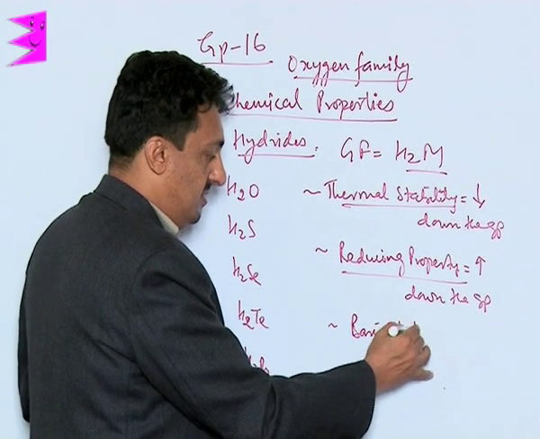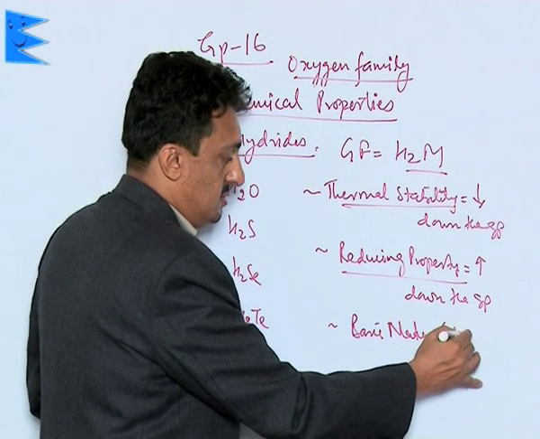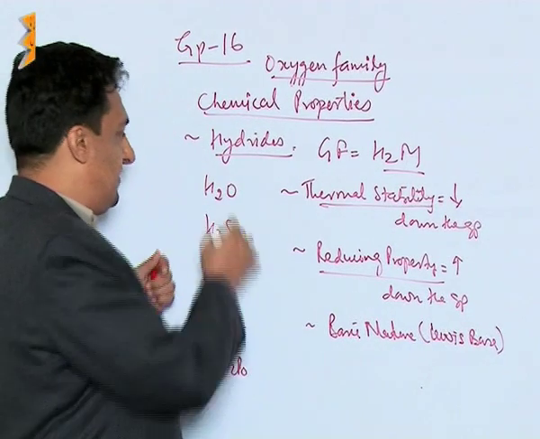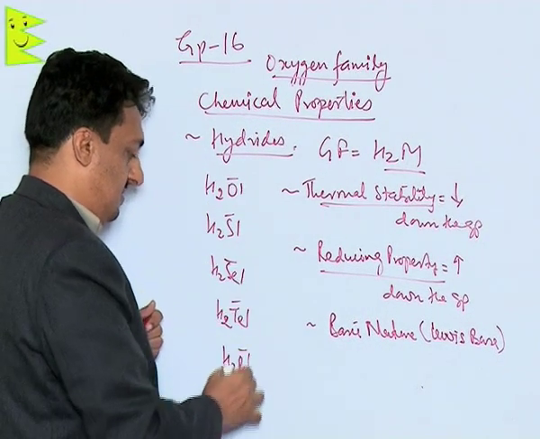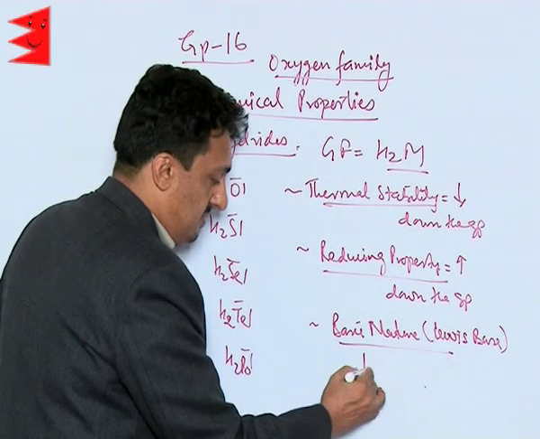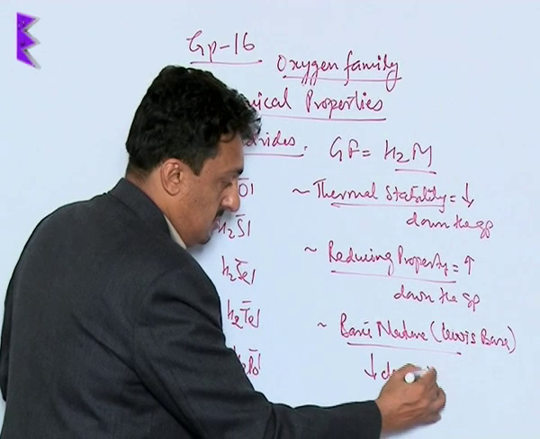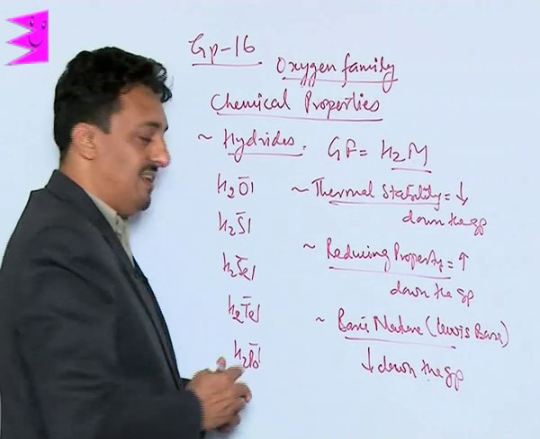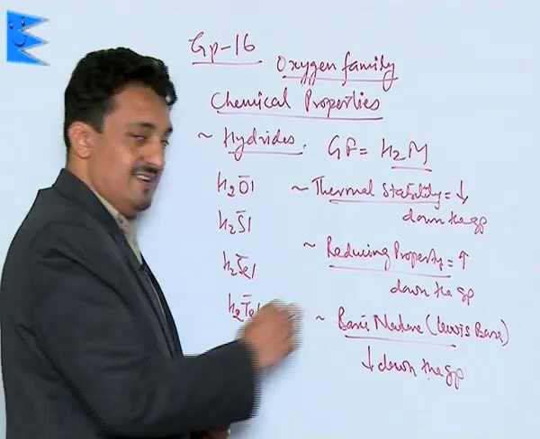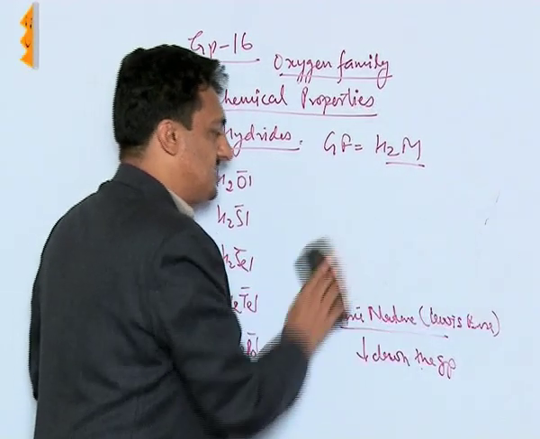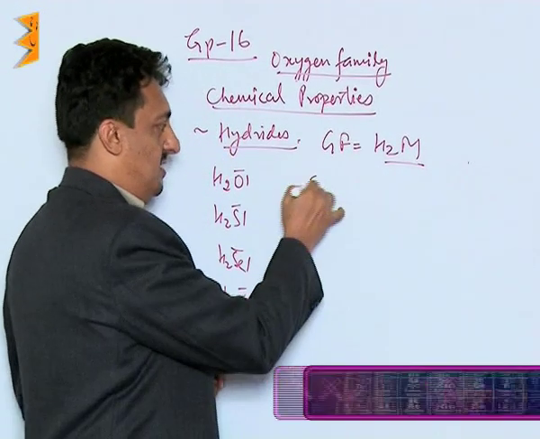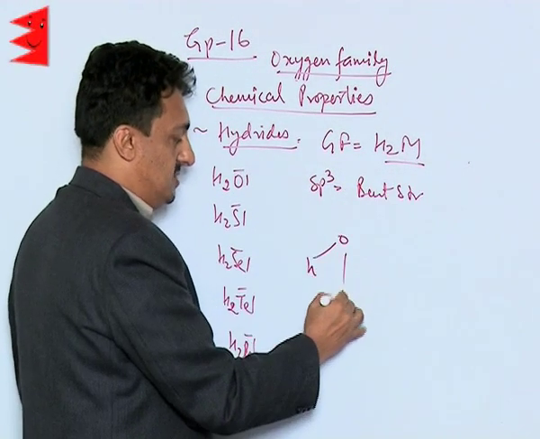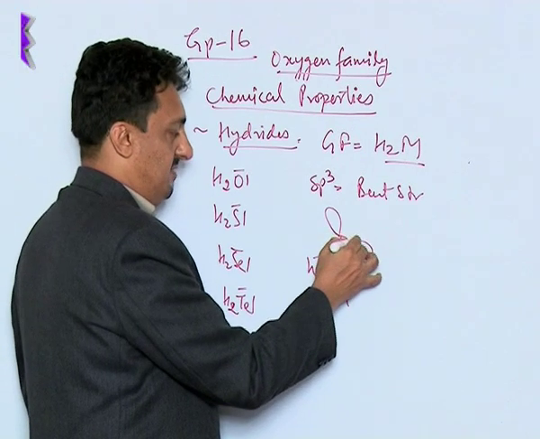Then their basic nature, I am talking about Lewis base character, the tendency to give the 2 lone pairs that they are having, decreases down the group. Why does it decrease? Because charge density decreases with the increase in the size of the central atoms. So that's why the basic nature decreases. Then their structures. All of these are isostructural, sp3 hybridized, having bent structure, and these are the 2 lone pairs they are having.